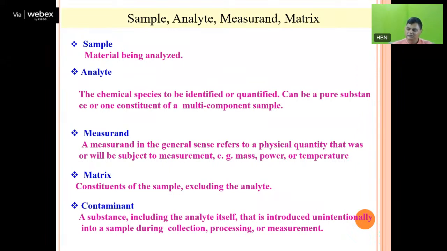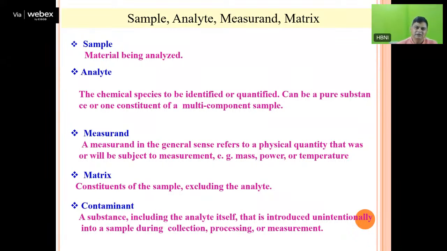Then matrix. As I told you, the sample consists of everything, because your analyte is there and all other host constituents of that particular material belong to it. So the matrix is everything except the analyte. The constituents of the sample excluding the analyte are termed as the matrix.